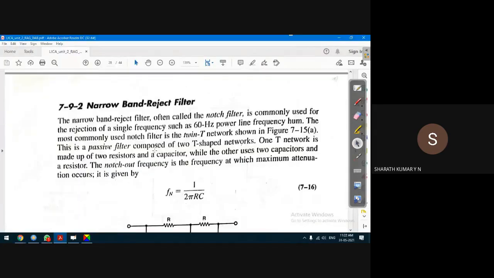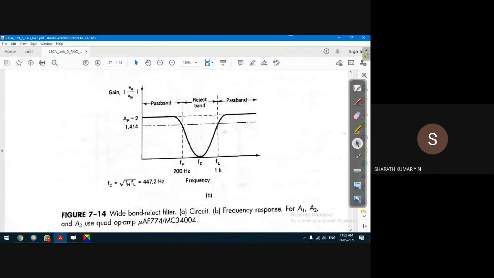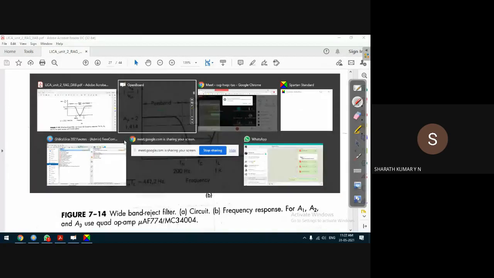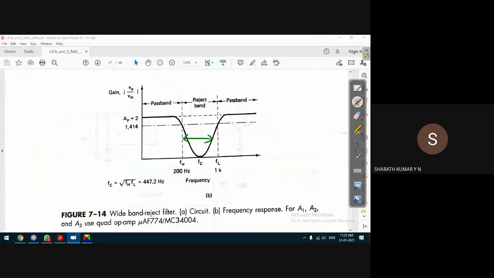Narrowband reject filter. The major difference from the wideband reject filter is this gap between FH and FL. Our intention is to allow a range of frequencies from FH to FL, where FH is less than FL, as we discussed in the last class.